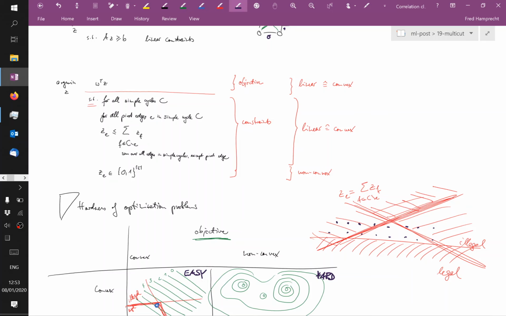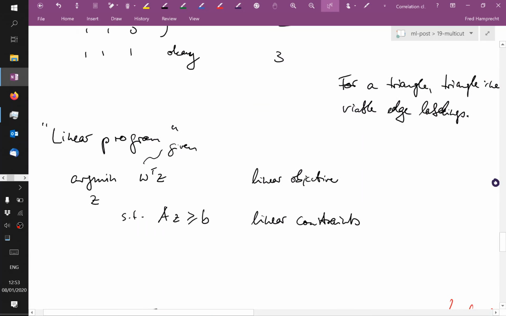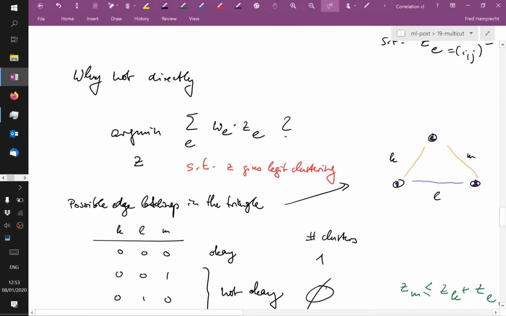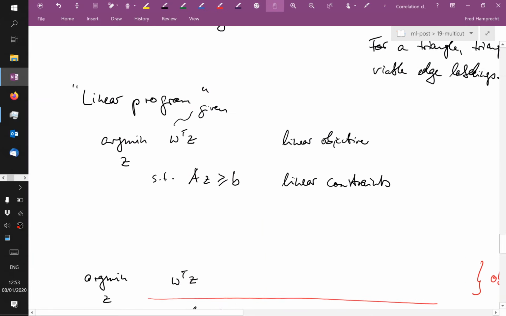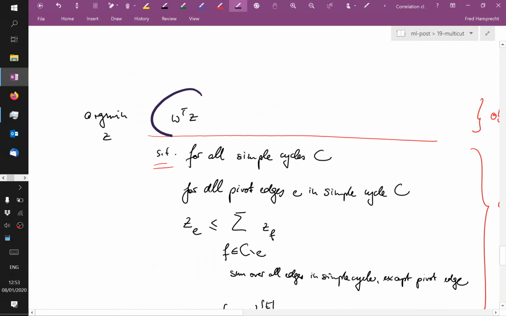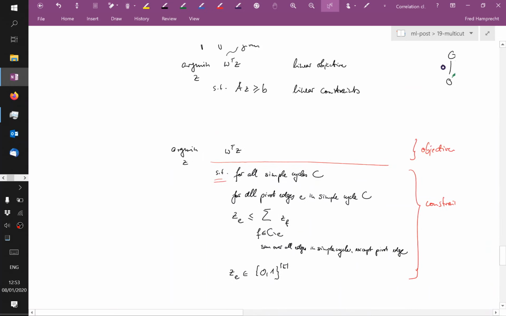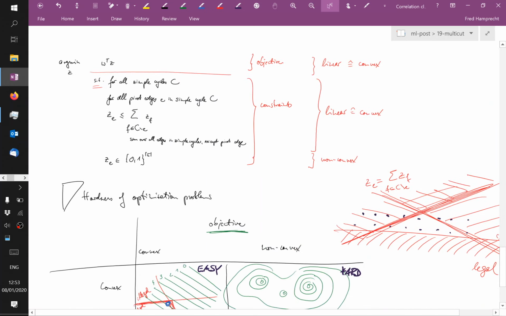It depends. It depends on in which direction W points. It could be that W points in a direction such that my optimal solution lies in a corner of this polytope, and this corner is already integral, and then I'm good. But there are other corners which are not integral, and then I'm bad.